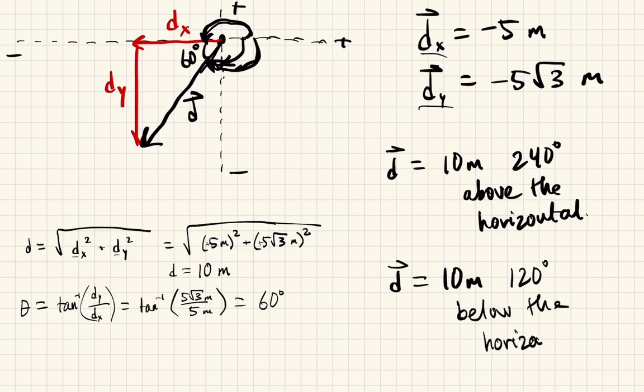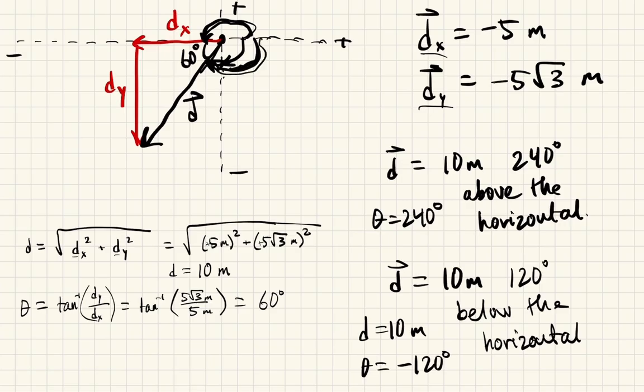Okay. Now, going clockwise, like I said, is the positive direction when we measure angles. So this could also be written as 10 meters with an angle of 240 degrees. Or here it would be the displacement is 10 meters and the angle is negative 120 degrees because going clockwise from the positive x-axis is a negative angle.